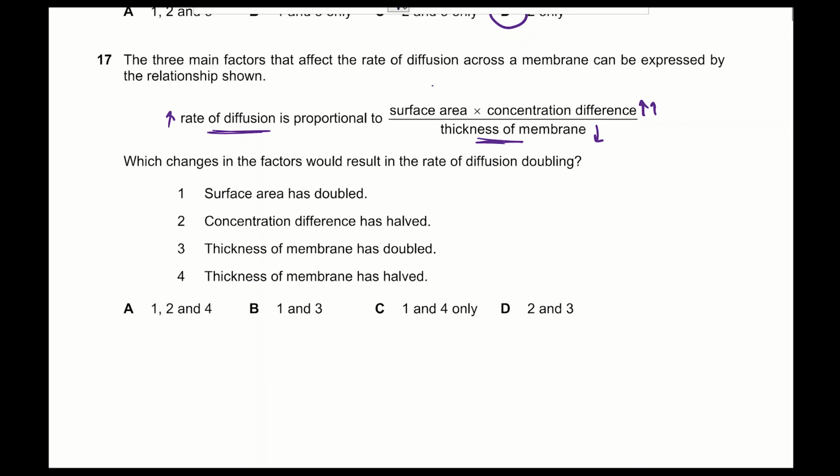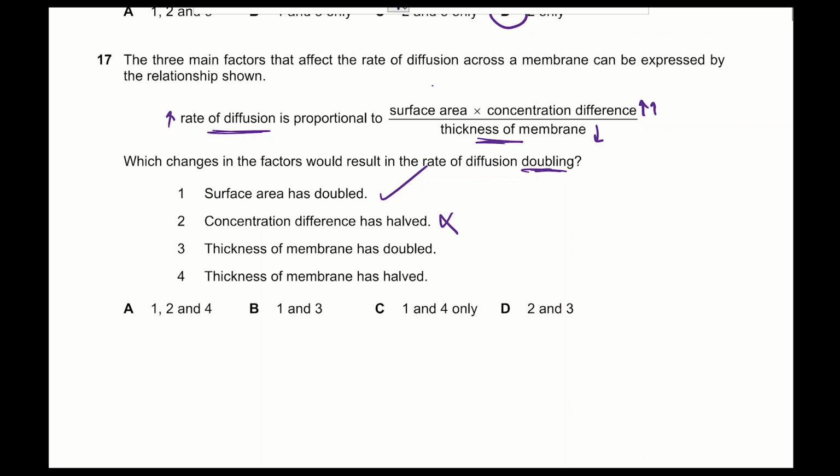Therefore, if they increase, diffusion also increases. Let's see the suggestions that we have here. Here we're looking for the factors that result in the rate of diffusion doubling, so increasing. Now, 1. Surface area has doubled. As we said, they are directly proportional, so this is correct. 2. Concentration difference has halved. Because they are directly proportional, the rate of diffusion would also halve. Therefore, this is incorrect.